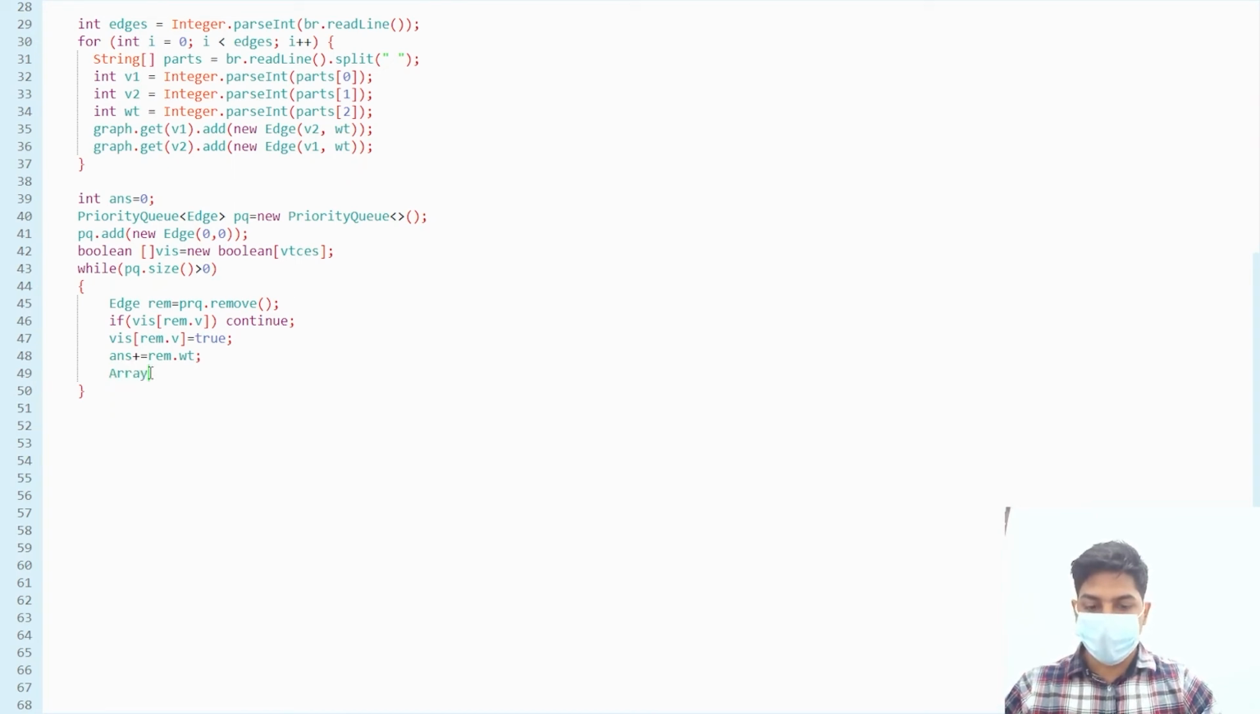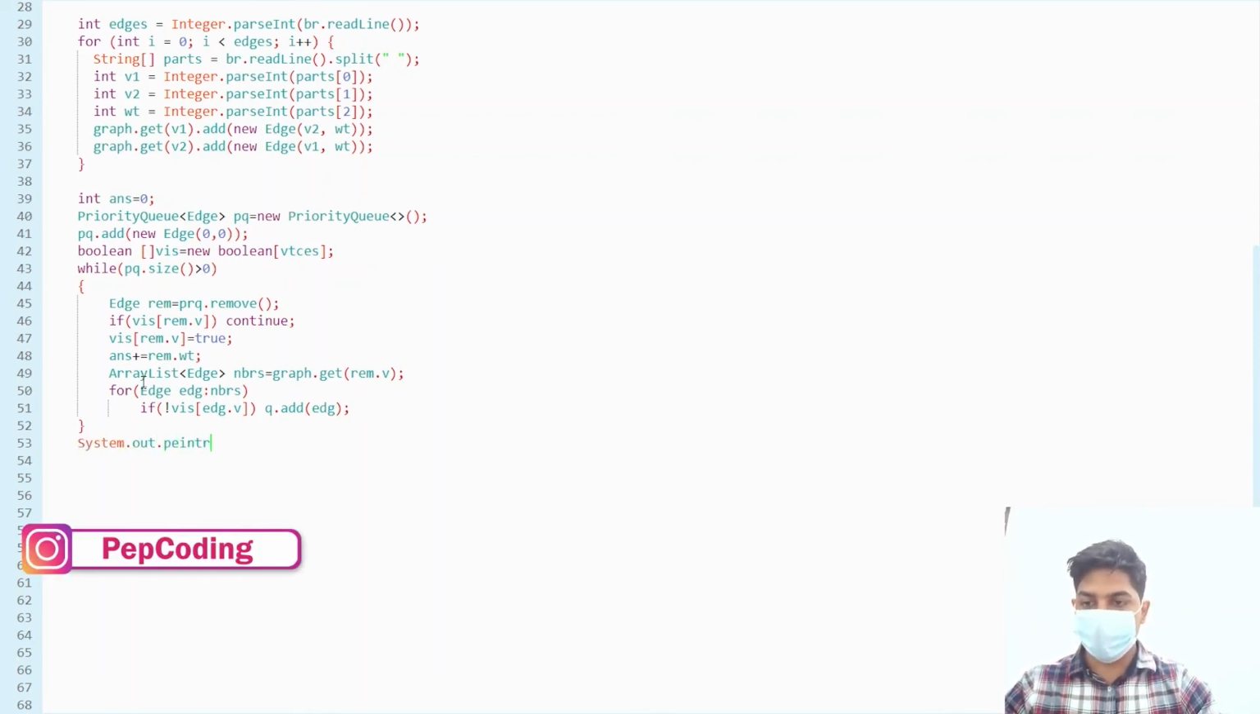So let's make an array list of edge neighbors equals graph dot get removed element dot vertex. Now for edge edg in neighbors, we will check if this neighbor is not visited already: negation visited of edge dot vertex. Then we will add it into the queue, and finally when we are done with that, we can print our answer.